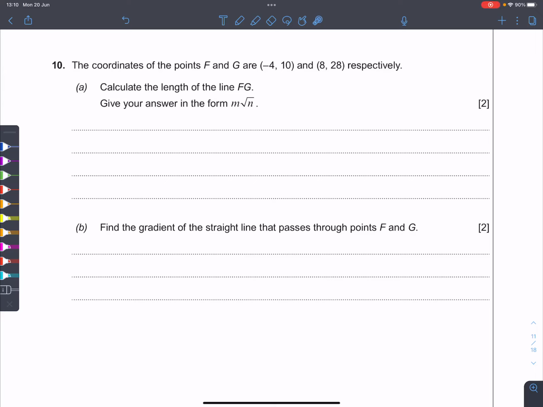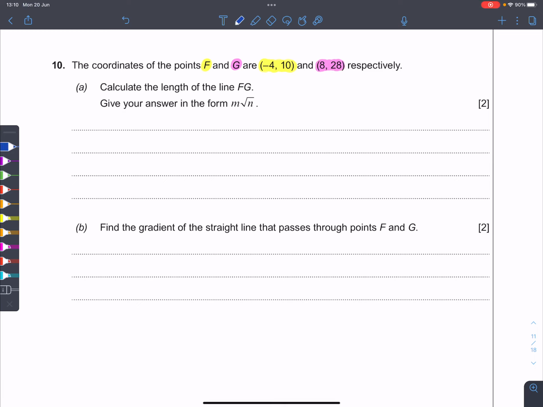Okay, this is question 10 on the 2019 additional maths paper from WJC, and it's a coordinate geometry question. So the coordinates of the points F and G are, for F, we got -4, 10. And for G, we have 8, 28. Calculate the length of the line FG.